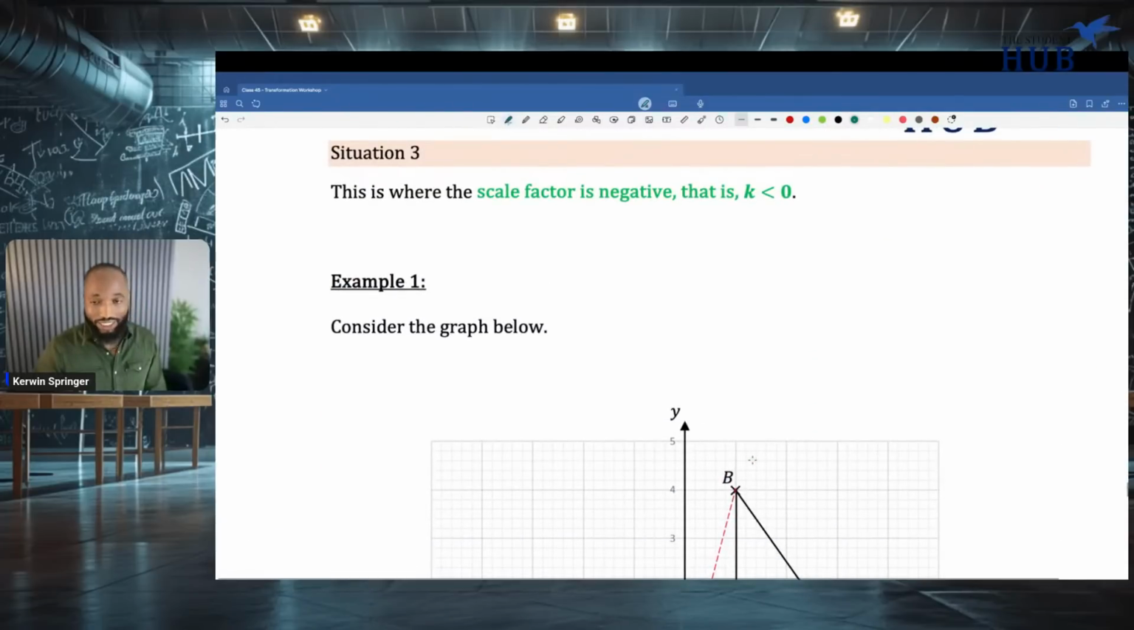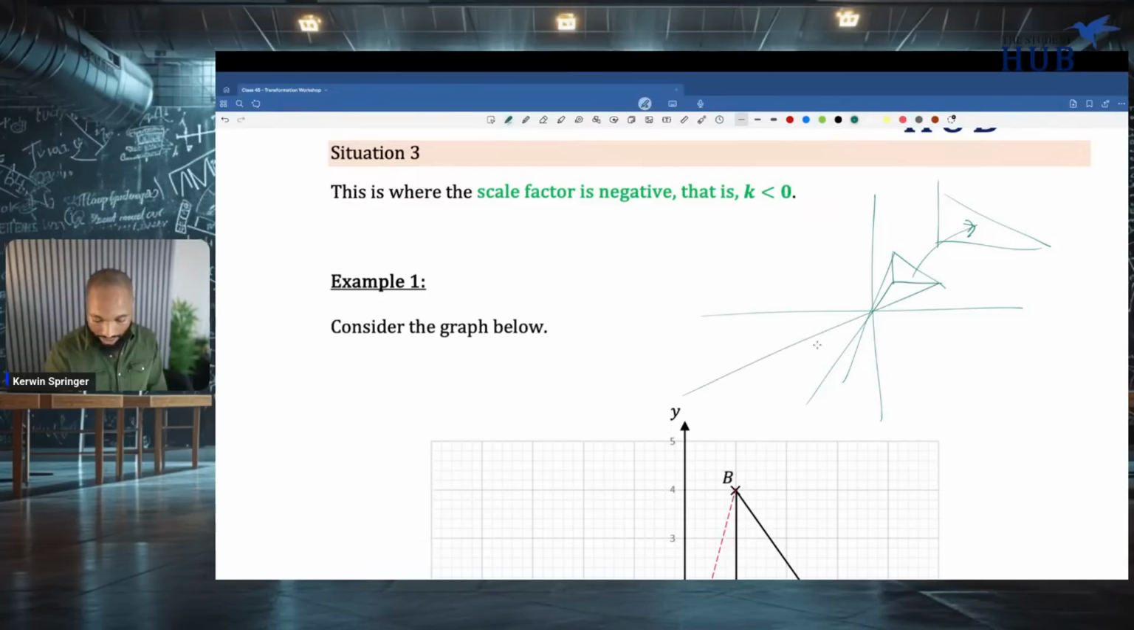When the scale factor is negative, say a scale factor of -2, instead of getting an enlargement that goes up by 2, the shape goes backwards through the number line like this, and it also flips. So you end up with something that looks like this.